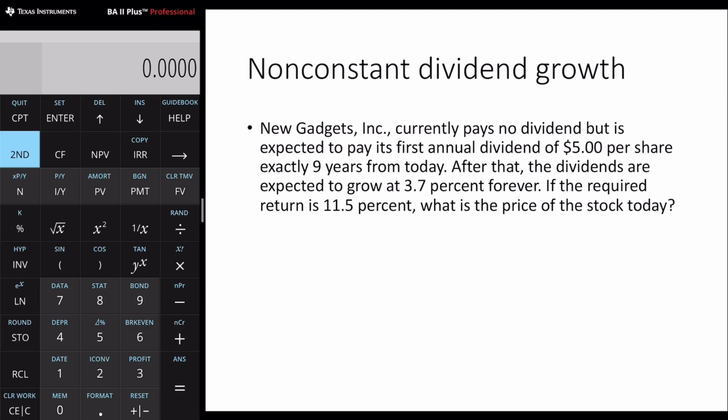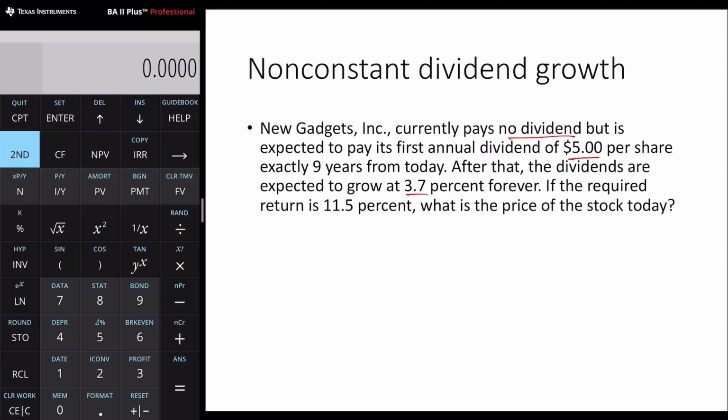Okay, so here's where it gets more complicated, right? Because the real world is definitely more complicated than what we've been looking at here, we need to have an understanding of how we might tackle those problems. Okay, so let's look at this one. New Gadgets currently pays no dividend, but is expected to pay its first annual dividend of $5 per share exactly 9 years from today. After that, the dividends are expected to grow at 3.7% forever. If the required return is 11.5%, what is the price of the stock today?